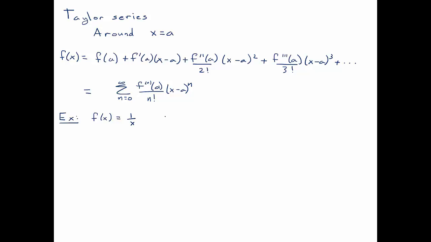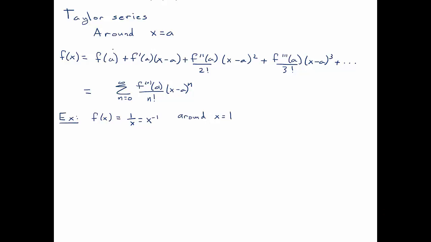Let's do an example. So we're going to expand the function 1 over x around x equals 1. Now clearly we wouldn't want to expand this function around x equals 0 because this function blows up. Okay, let's get going. So I'm going to rewrite this as x to the minus 1 because that makes taking the derivative a little bit easier.